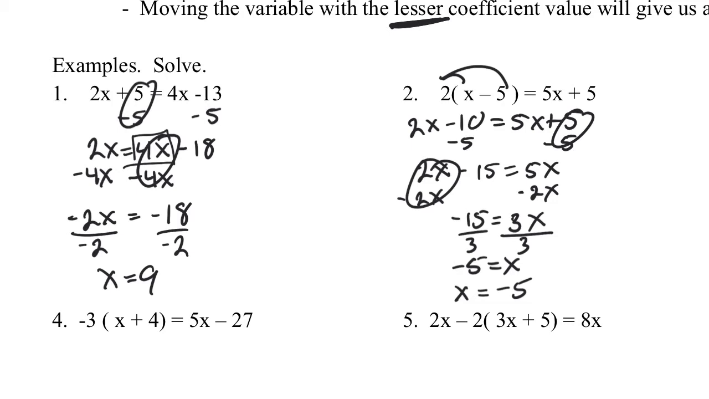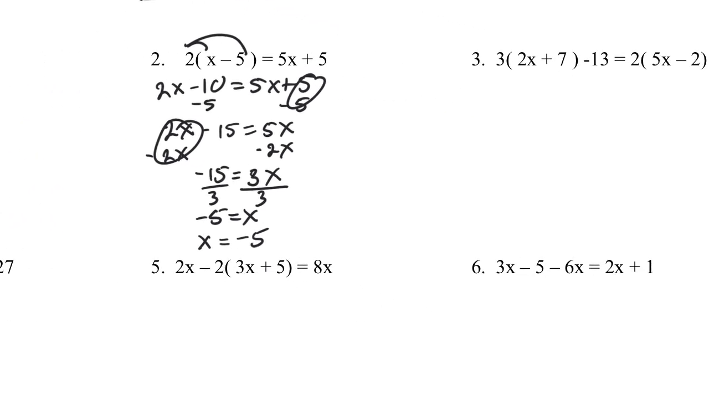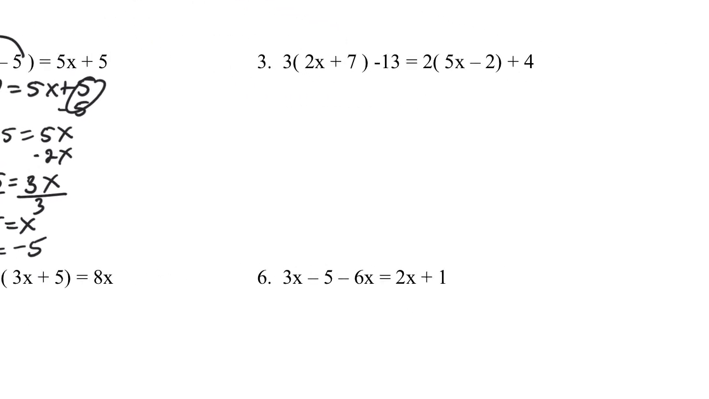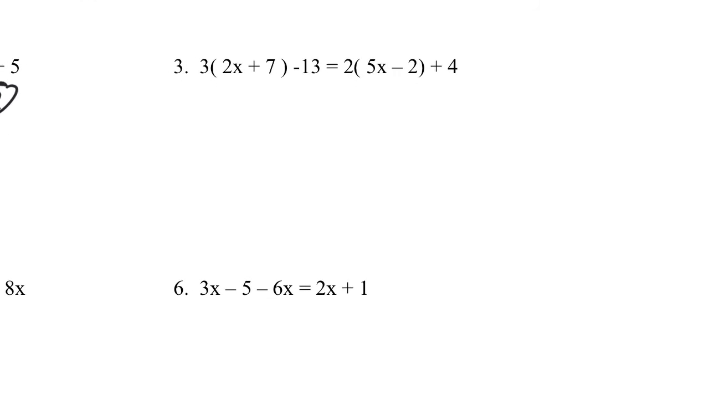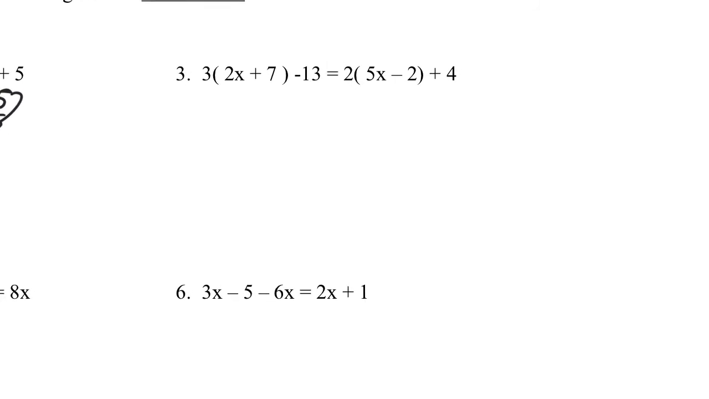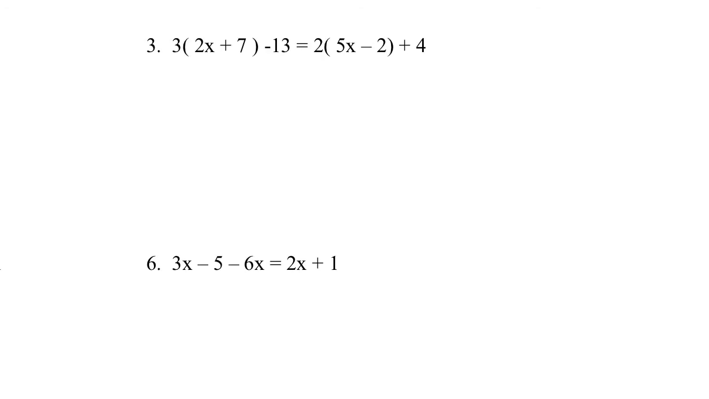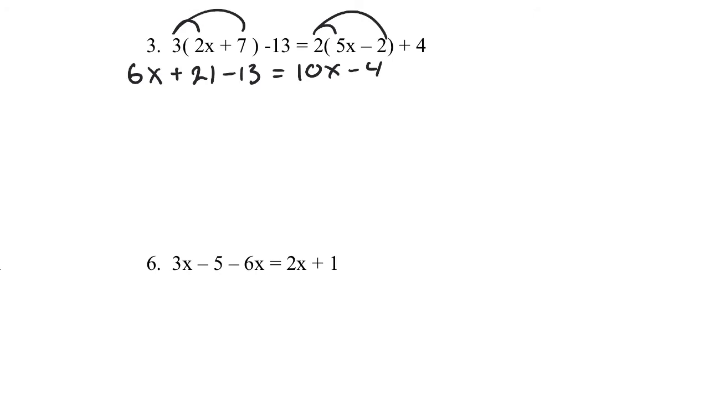Okay, I'm going to do one more example and then we're actually going to move on. So we're not going to do all of these examples. They're pretty repetitive after a certain time. All right. So let's take a look here. We got a lot of simplifying to do. So first, we're going to distribute. So we're going to end up with 6x plus 21 minus 13 equals 10x minus 4 plus 4.